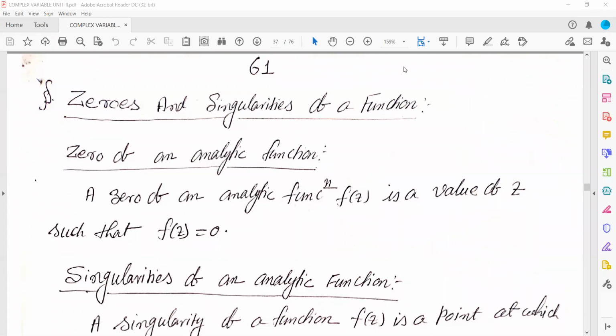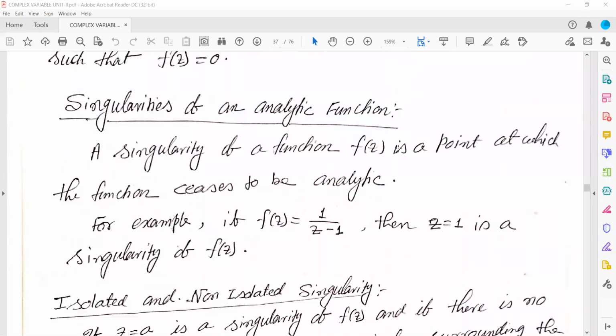Next is the singularity of an analytic function. Singularity is nothing but the point at which the function f(z) is not analytic or ceases to be analytic. What do you mean by an analytic function? An analytic function is a complex function whose derivative at each point of the region exists. The derivative of the function f(z) in the given region must exist at each and every point.